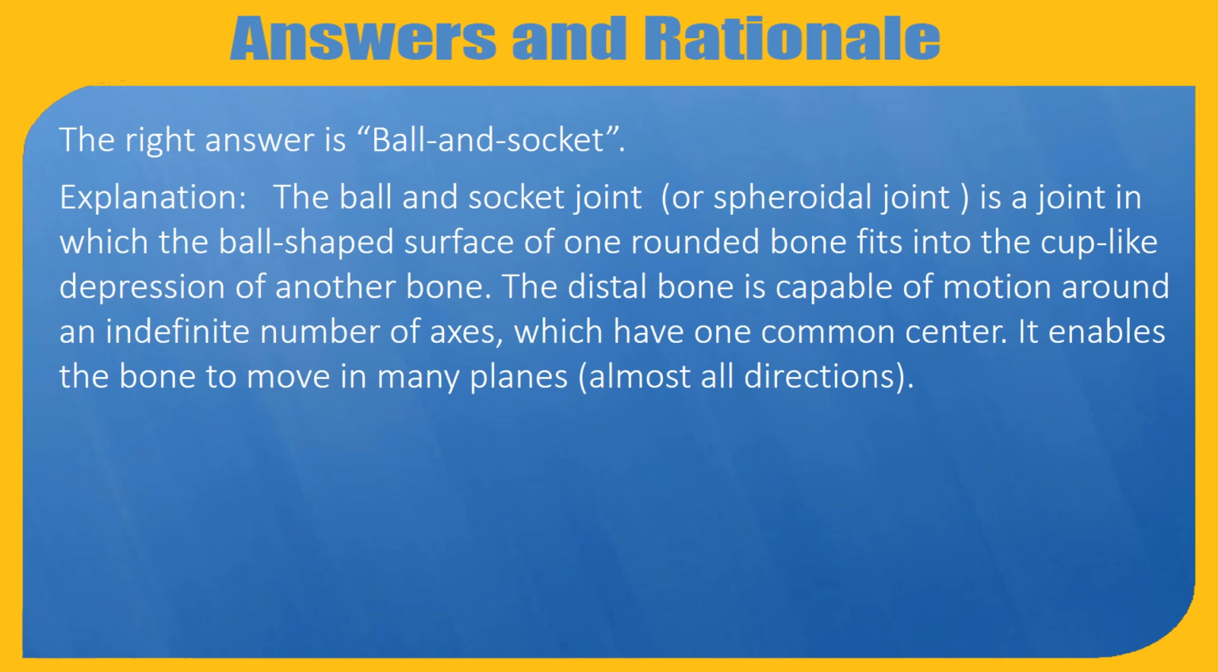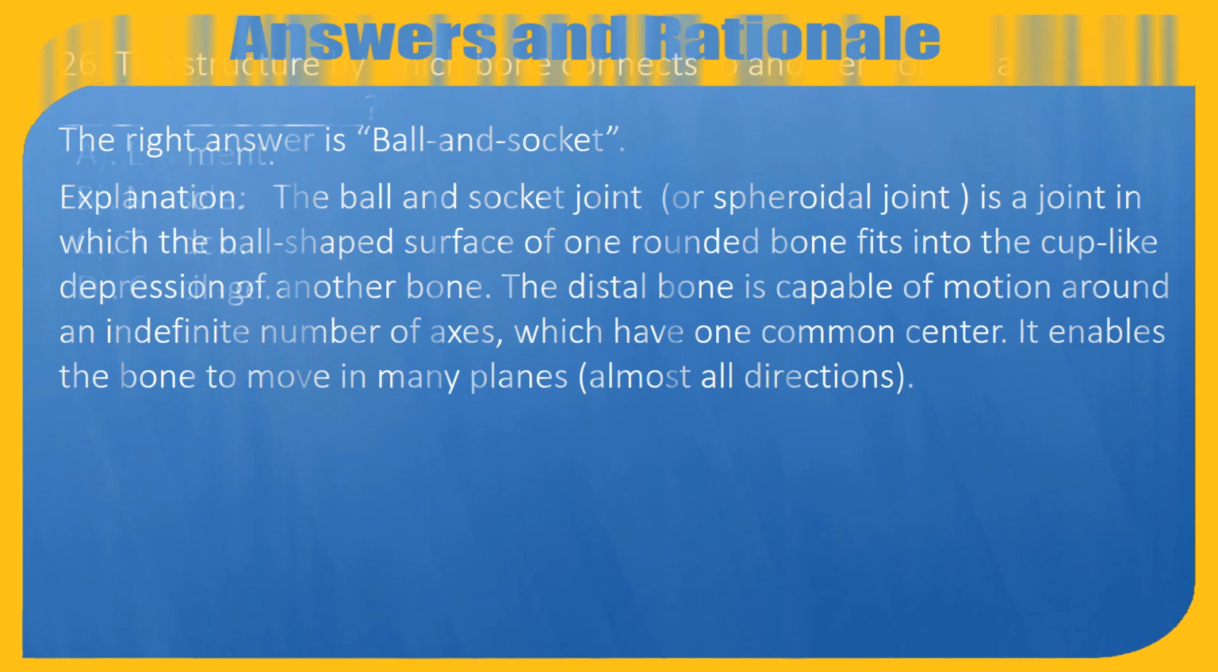Explanation: the ball and socket joint, or spheroidal joint, is a joint in which the ball-shaped surface of one rounded bone fits into the cup-like depression of another bone. The distal bone is capable of motion around an indefinite number of axes, which have one common center. It enables the bone to move in many planes, almost all directions.